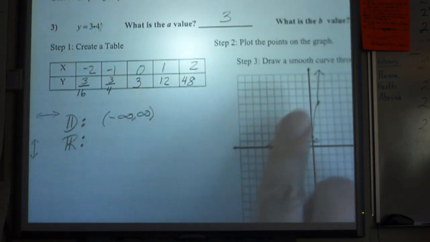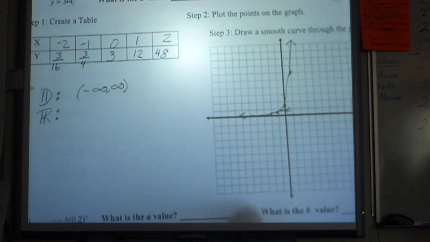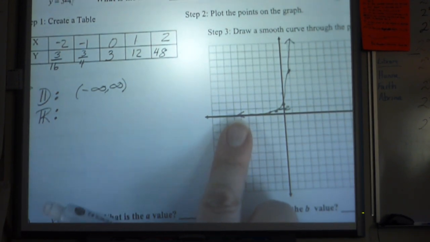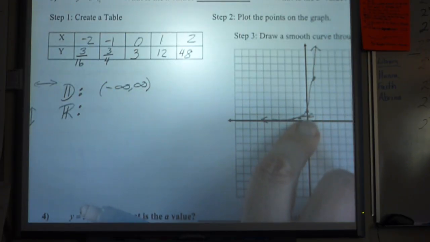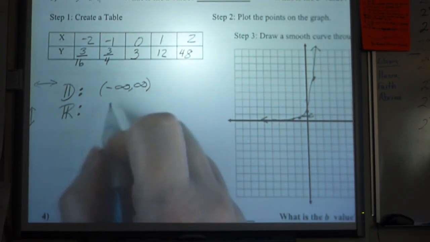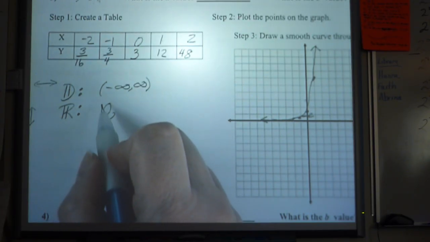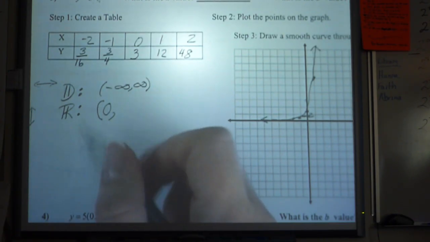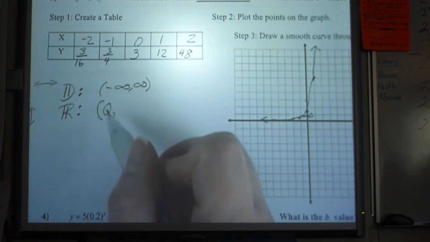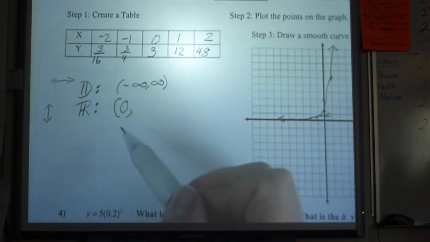And then range. Does this go up infinitely high? Yes, it does. Does it go down infinitely low? No. It approaches but never touches 0. So my range goes all the way down to, but not including 0. How do I say down to 0 but not including 0? What's my notation here? Parenthesis or bracket? Parenthesis. Open parenthesis. Okay, so we're not touching the 0. It cannot equal 0. It'll approach 0, but it cannot equal 0. So it gets a parenthesis.